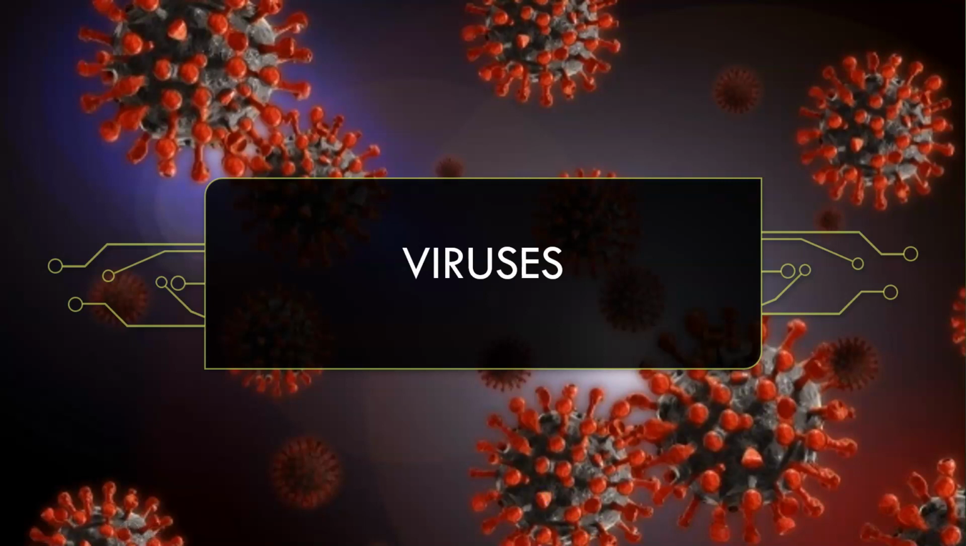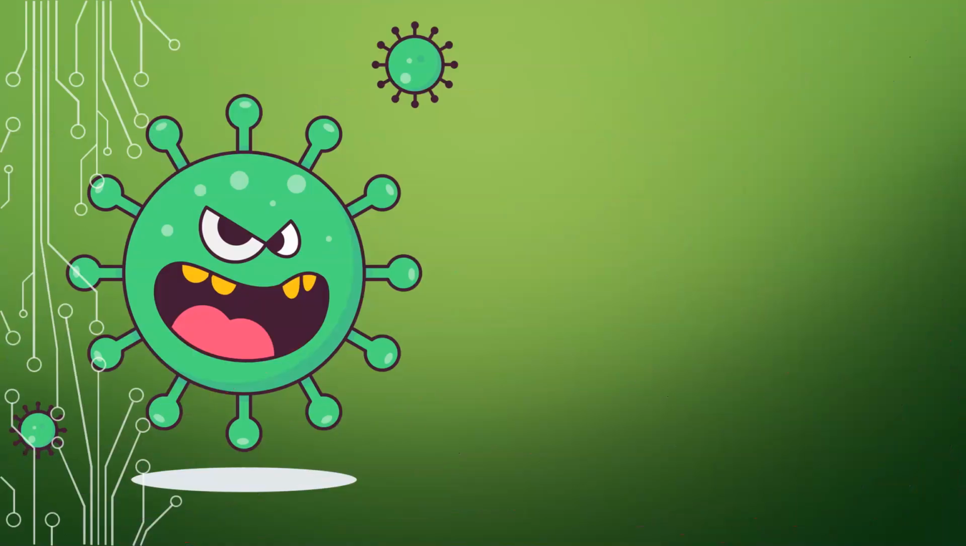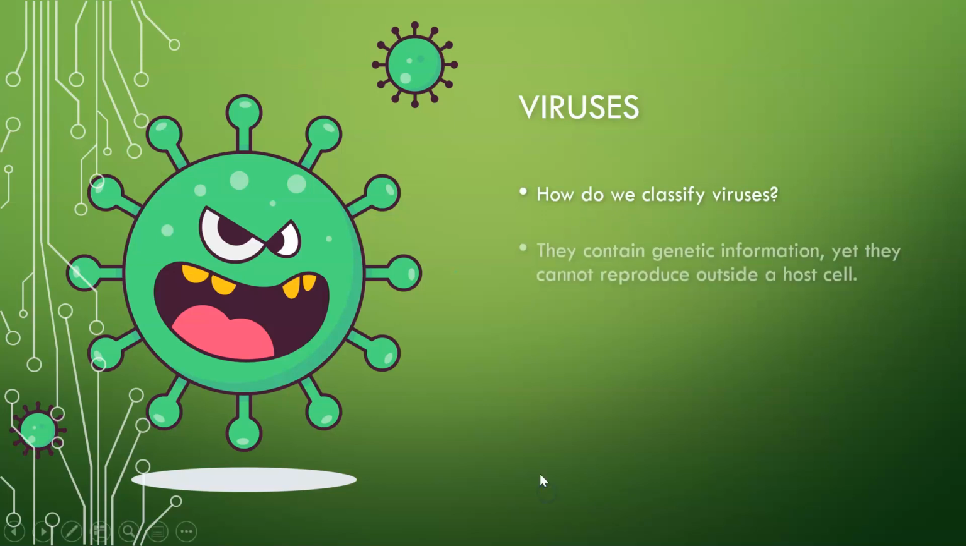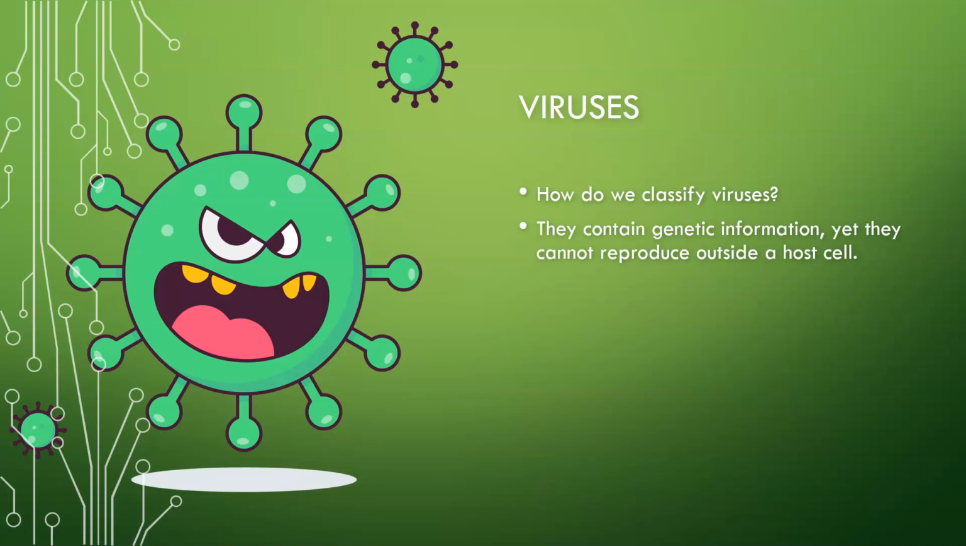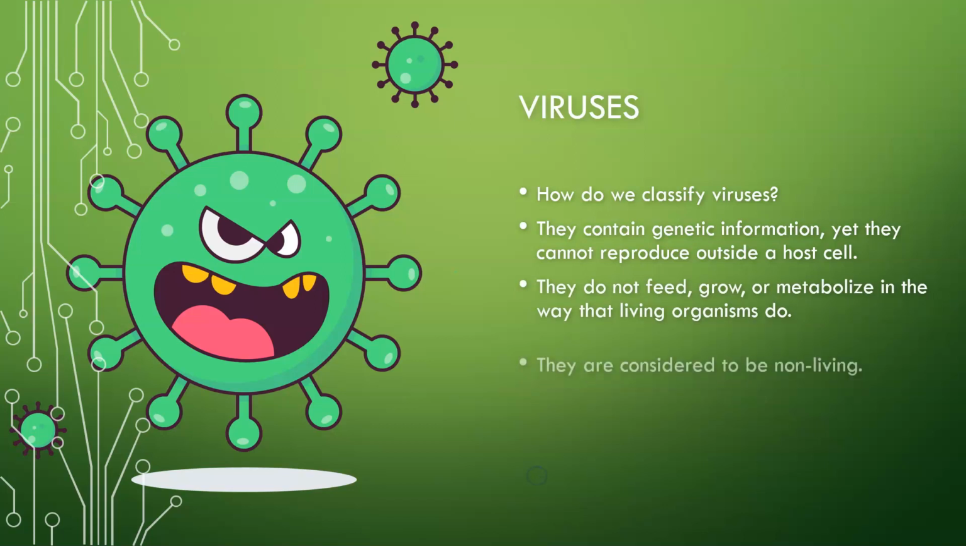Okay, finally we're going to have a quick look at viruses to end video 1. Now, viruses are unique. We all know that at the moment. But how do we actually classify a virus? Which domain does a virus fall into? They contain genetic information, yet the problem is they cannot reproduce when they're outside of a host cell. They don't feed, grow, or metabolize in the way that living organisms do. So they're actually considered to be non-living, until they are within a host cell.